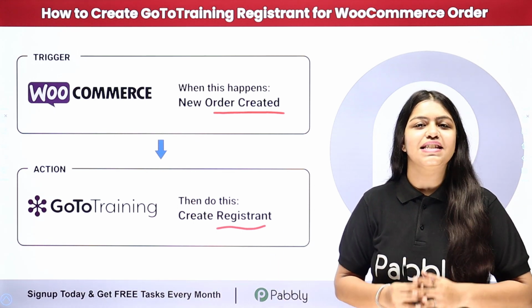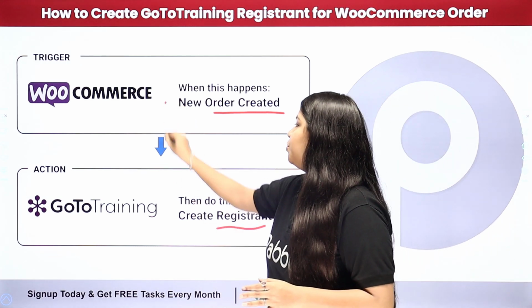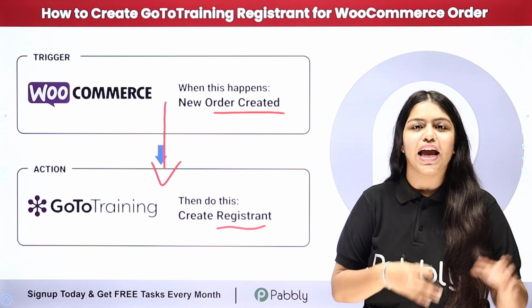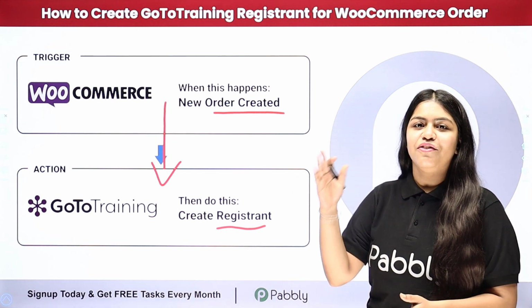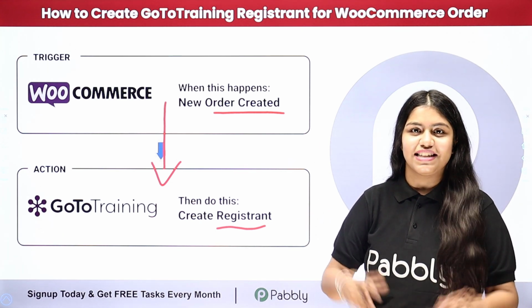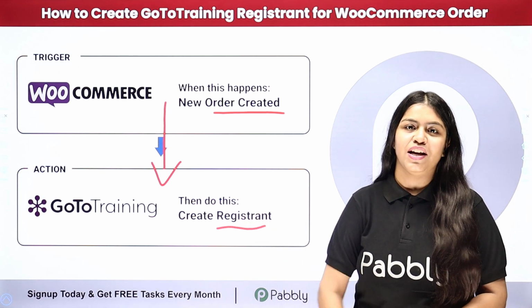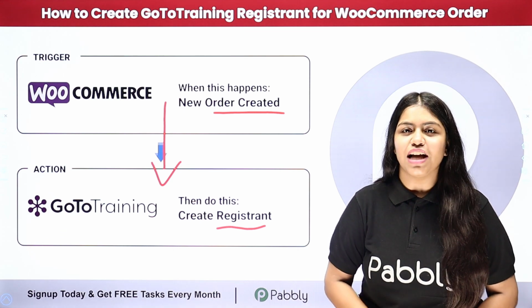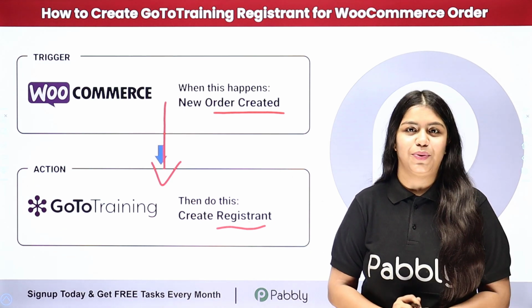So to do this, we are simply going to create a connection between WooCommerce and GoToTraining. To create this connection without knowing any programming or coding language, we are going to use Pabbly Connect. It is an amazing automation software. So do you also want to create this automation for your business? Then for that you have to come with me towards my screen.